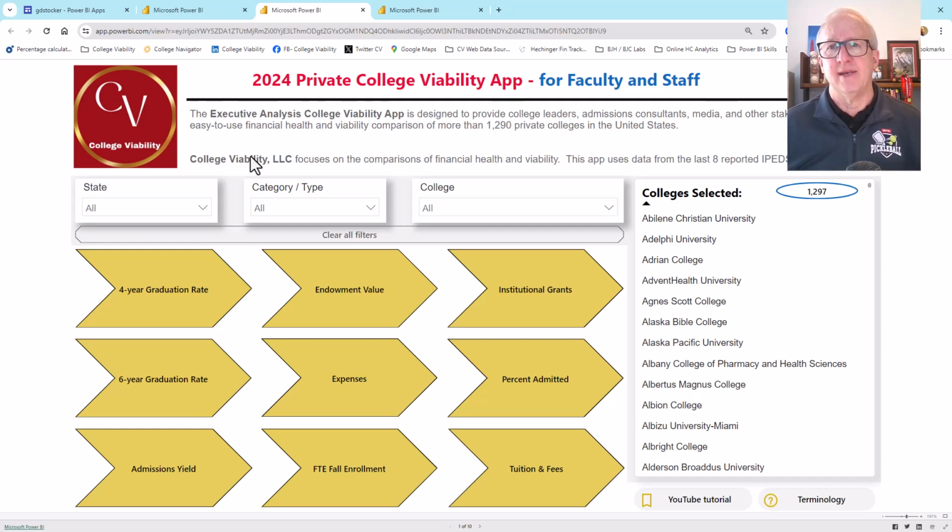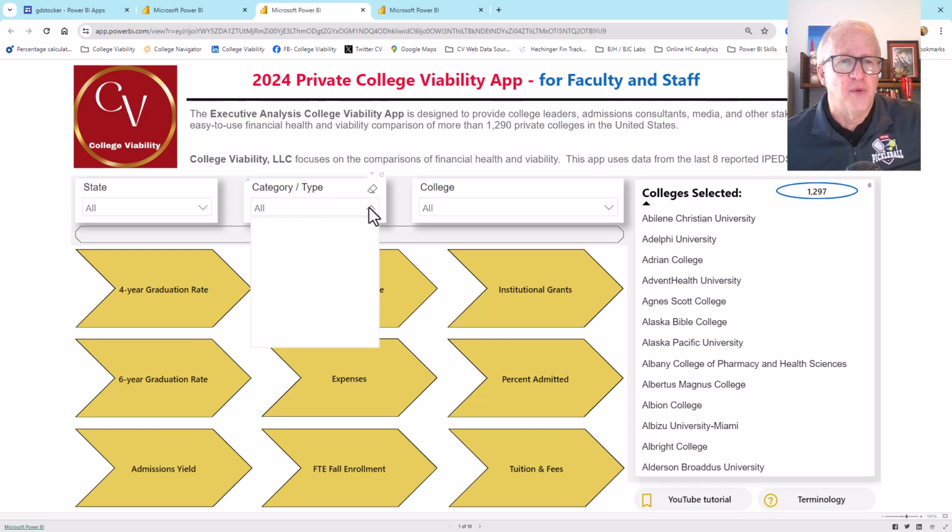So the College Viability App, when we created the master version, which was kind of that executive analysis one, we added the faculty and staff version. You can see it's much fewer reports. It's the ones we think are the most important for faculty and staff. Certainly there could be others we could add, and maybe we will in coming versions. Same functionality, same approach. Let's look at all, let's do it differently here. Let's look at all religious colleges.